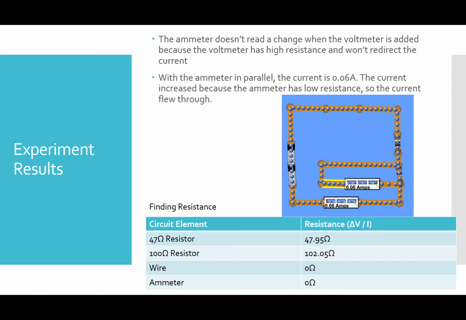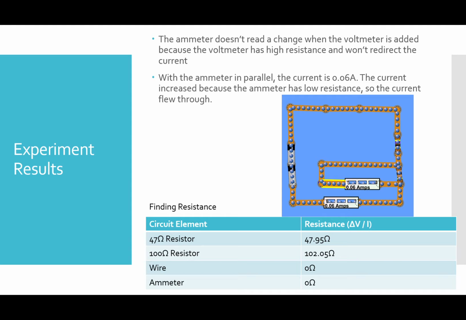The ammeter doesn't read a change when the voltmeter is added because the voltmeter has high resistance and therefore does not redirect the current. With the ammeter in parallel, as you can see in the picture below, the current reads 0.06 amps. The current increased because the ammeter has low resistance, and so the current just flew through.